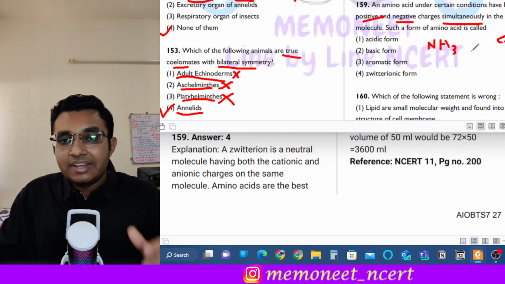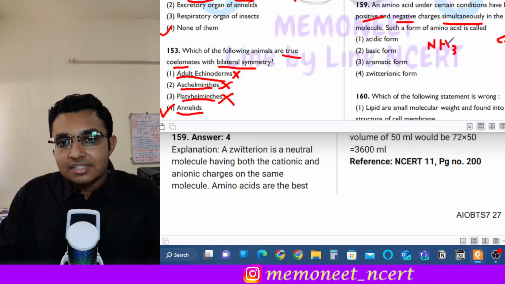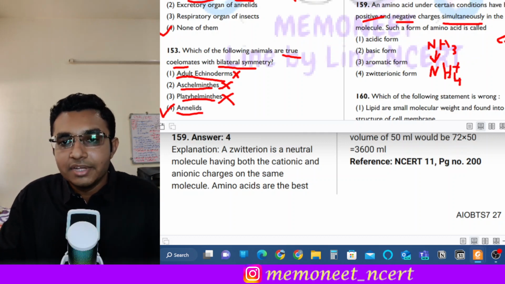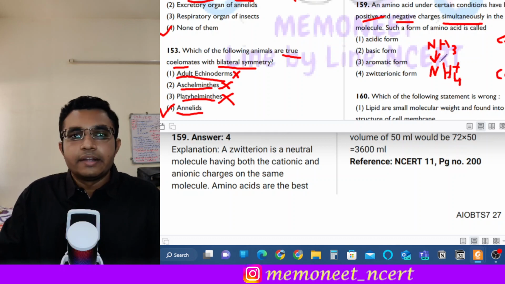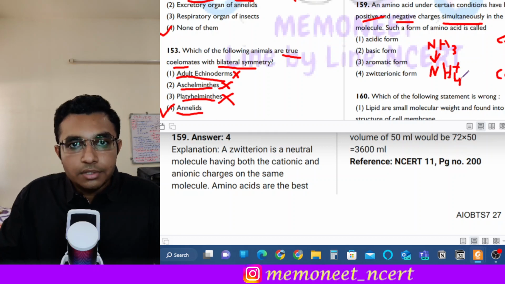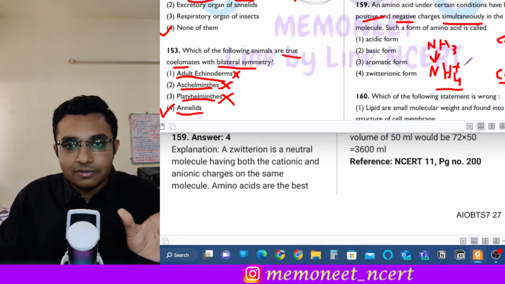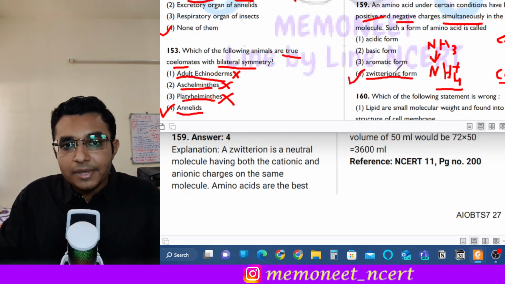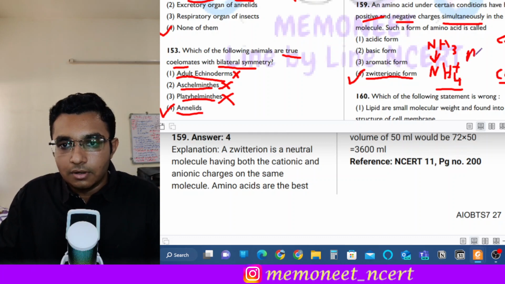Now see, when we put any amino acid in an acidic solution, so acidic solution contains excess of H plus ions, this NH3 will get converted into NH4 plus in acidic solution. And if we put it in an alkaline medium, then this COOH will get converted into COO minus. Now see, if in a single molecule, this positive charge NH4 plus and this negative charge COO minus exist together, that form of compound is called as Zwitter ionic form. And this Zwitter ionic form is seen at a particular pH of the solution, and that pH is called as the isoelectric pH or the PI.